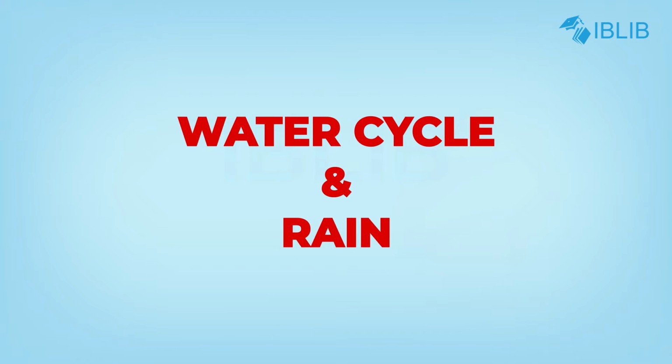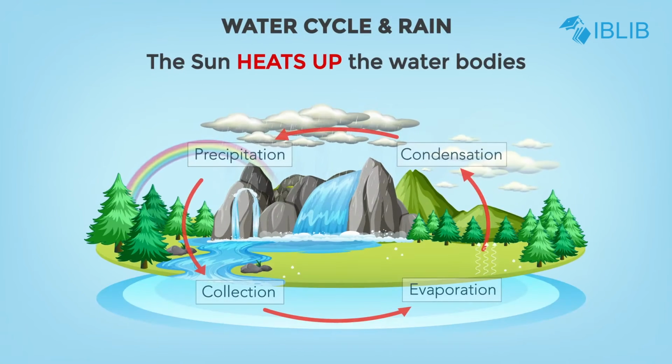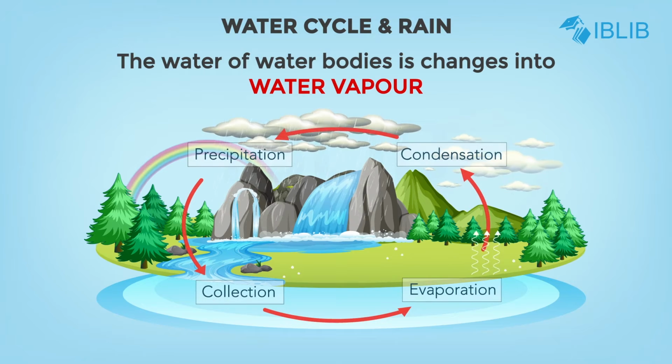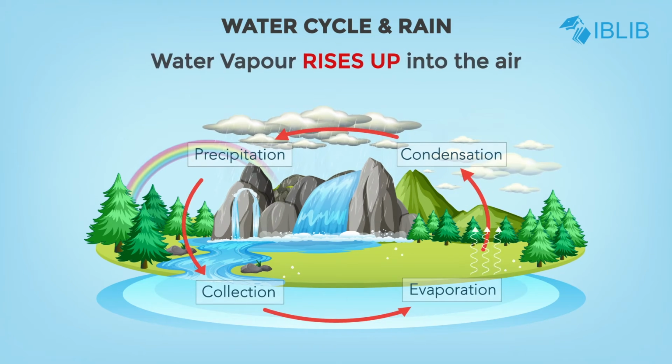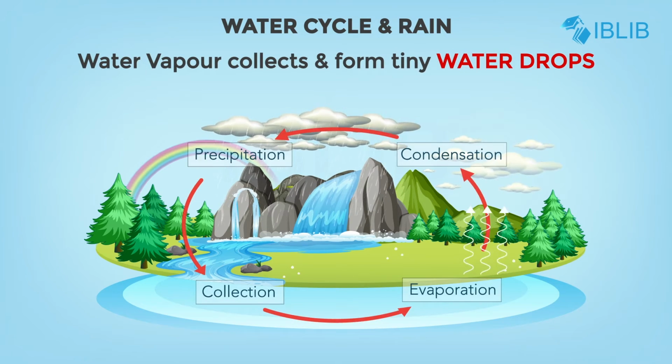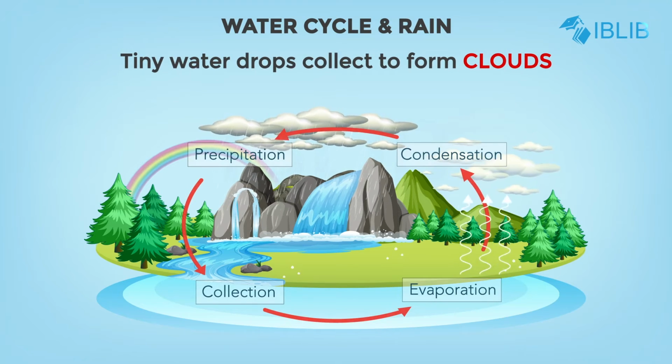Water cycle and rain. The sun heats up the water bodies. The water of water bodies is changed into water vapor. Water vapor rises up into the air. Water vapor collects and forms tiny water drops. Tiny or small water drops collect to form the clouds.